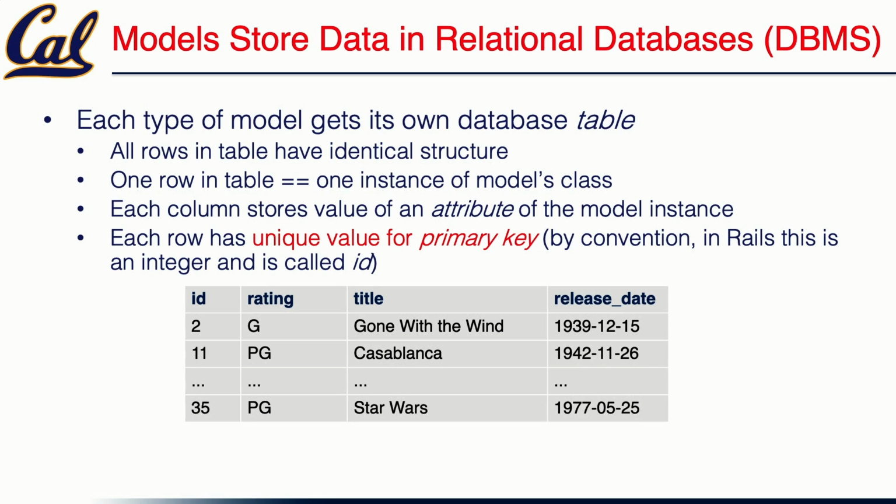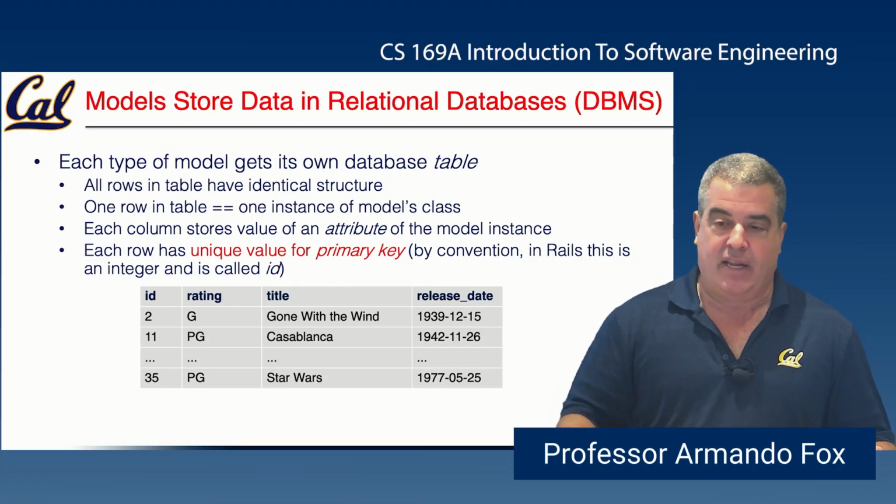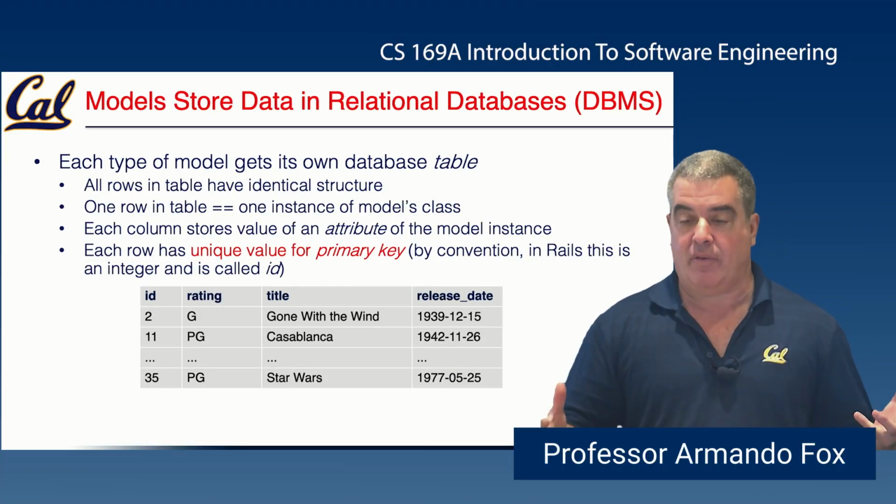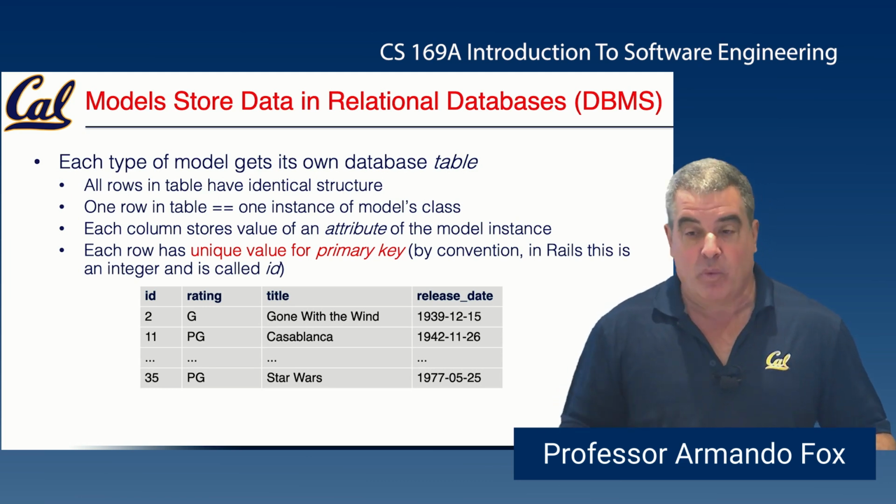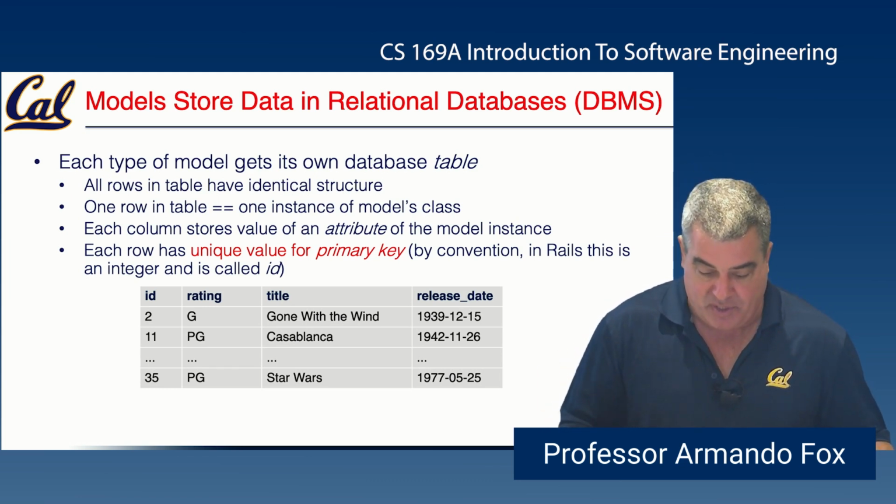All the rows in the table have the same structure. So you're basically deciding what the attributes of a type of model are, right? That's like the instance variables of a class. Once you've decided on what those instance variables are, every instance of that class will have access to the same set of instance variables. And each column of the table stores the value of some attribute of that instance of the model. Each row has to have a unique value for a primary key. And Rails uses the very common convention that it's an integer. It's automatically incremented when you update the table, so you don't have to worry about it or manage it. It's always called ID unless you override it for some reason.